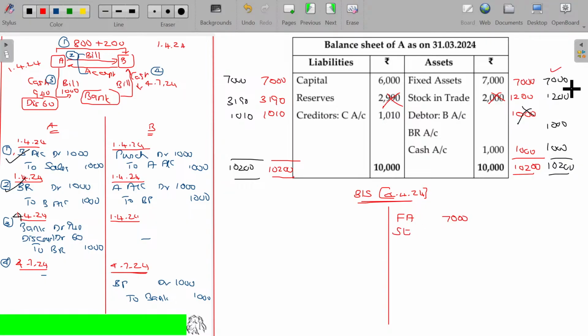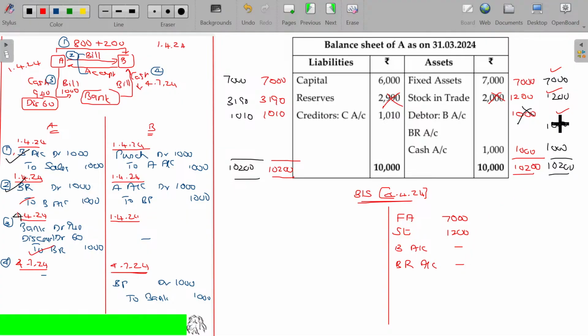Stock, that value also remains the same, unaffected. What happens to B account? We don't have a balance in B account already. Now what happens to the BR? BR is cancelled. Hereafter BR being nil.